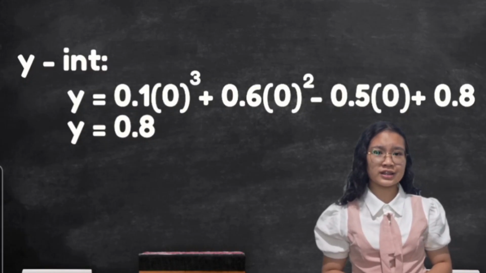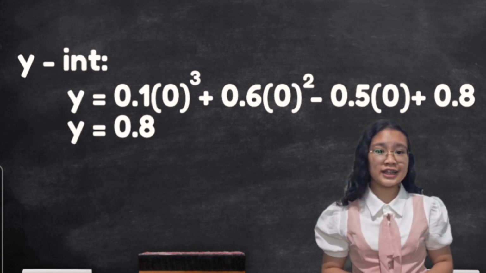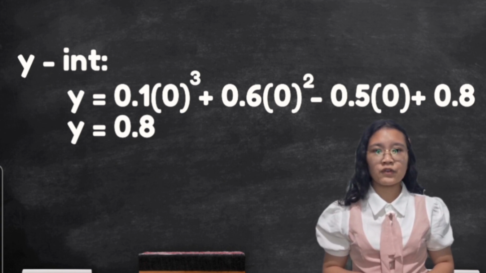Now, let's move on to its intercepts. We can get the intercepts by replacing y or x with 0, depending on what we're looking for. Let's try looking for the y-intercept by replacing x with 0. We will get 0.8, or in interval notation, 0, 0.8. For the x-intercept, we're going to replace y with 0. This is where it gets complicated.